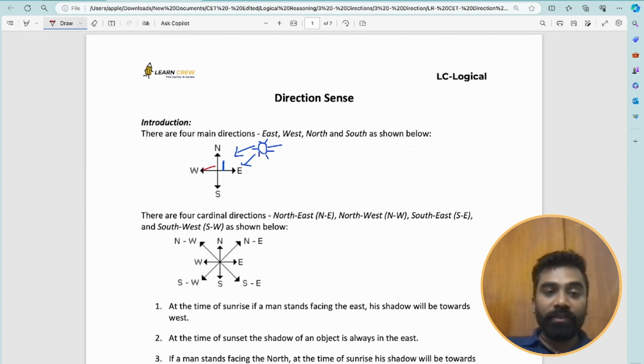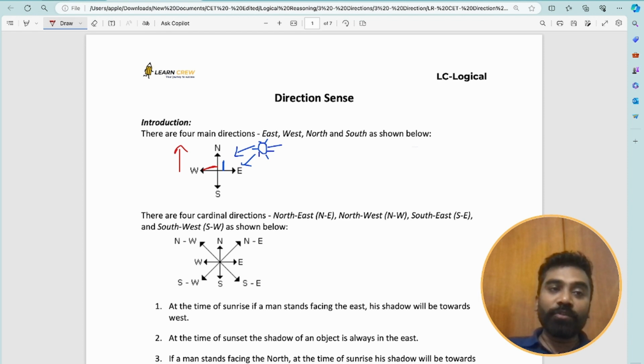The shadow will be falling over here on the left hand side, on his left hand side. Shadow will be falling on his left hand side, or the west. When does it fall on his left hand side or on the west? If the person is facing north, then it is falling on the left hand side.